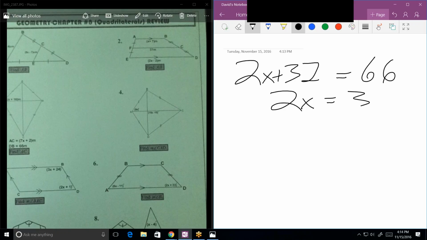2x equals 34, x equals 17. And now you can solve for AC once you've solved for x. Yep. So AC is 7 times 17 plus 2, 119, 121. AC is 121.